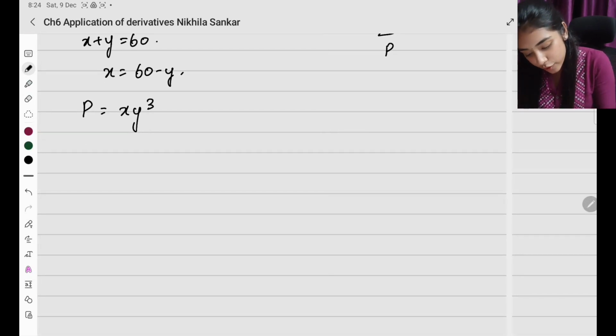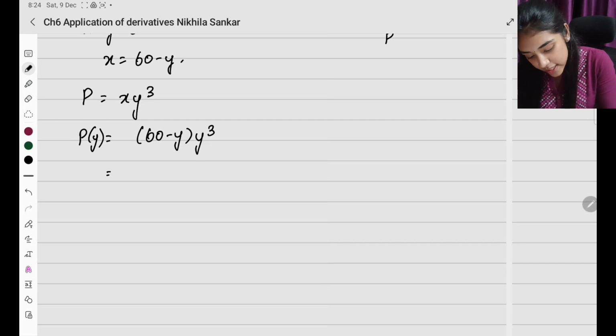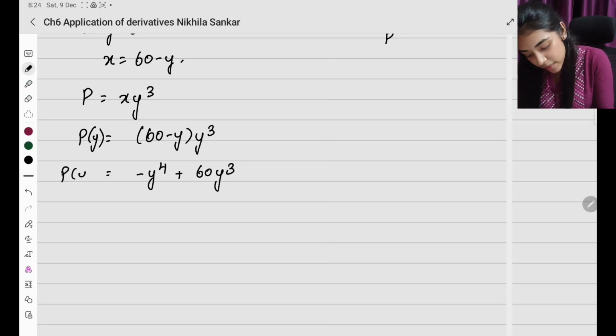I'm going to substitute for x. So I have p equals 60 minus y times y cube. Now my entire equation is in terms of y. So இப்போ நம்ம p of y பண்ண போறோம். This when I multiply the y inside, I have minus y power 4 plus 60 y cube. So this is my p of y.